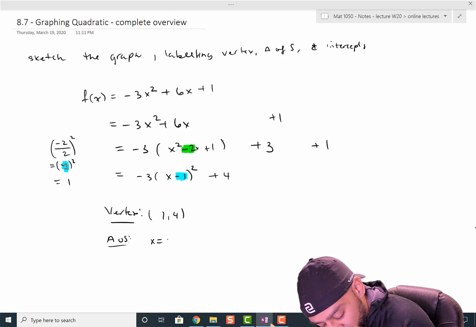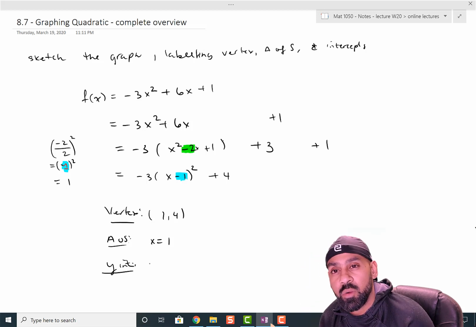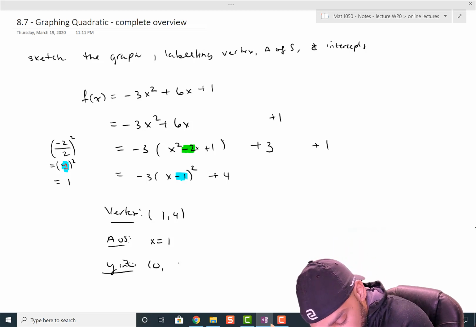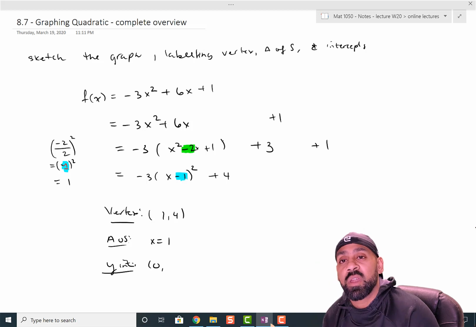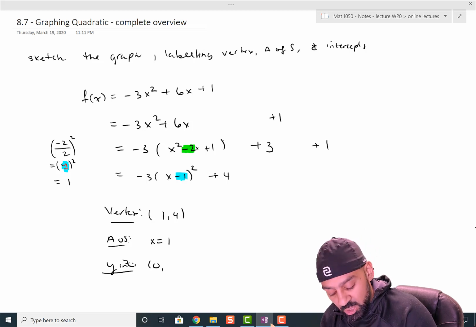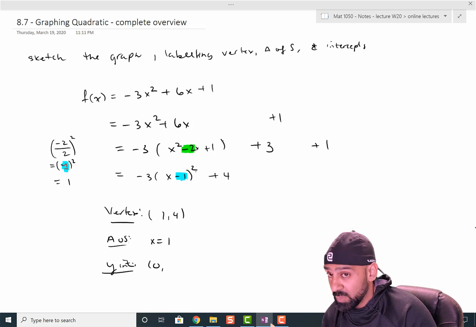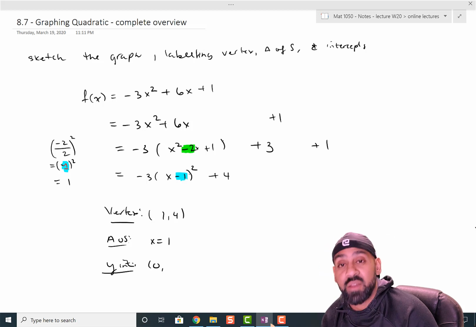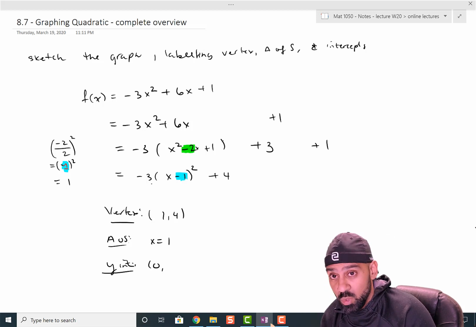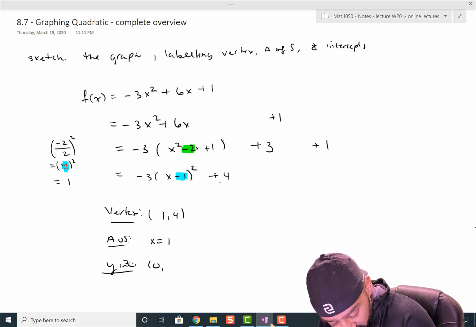And then I could do my y-intercept, which if I'm good with mental math, I can plug 0 into x in my head. 0 minus 1 is -1, squared is still +1. Times -3 gives me a -3, plus 4 gives me 1. So no biggie. Okay, that's easy. Okay, now the x-intercepts, I probably can't do that in my head.